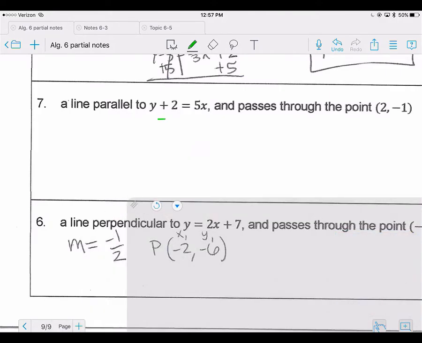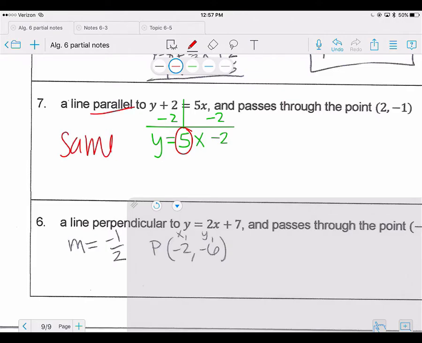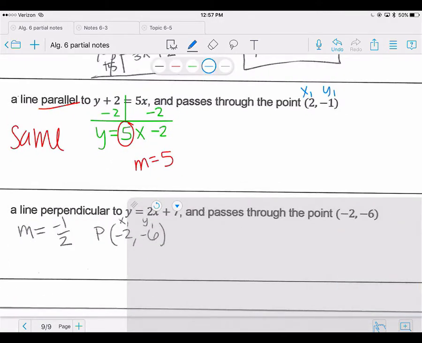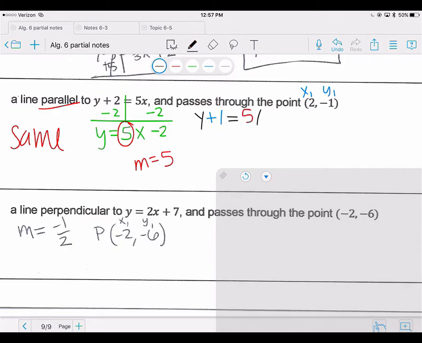Again, parallel, in order to find out what my slope would be, I need to solve for y, so y equals 5x minus 2. My slope, parallel means same. So my new slope is going to be 5, and my new point is 2, negative 1. So I plug in to point slope, y minus my y point. Minus minus turns that negative 1 into a plus. m is 5, x minus my x point of 2, and I close my parentheses.